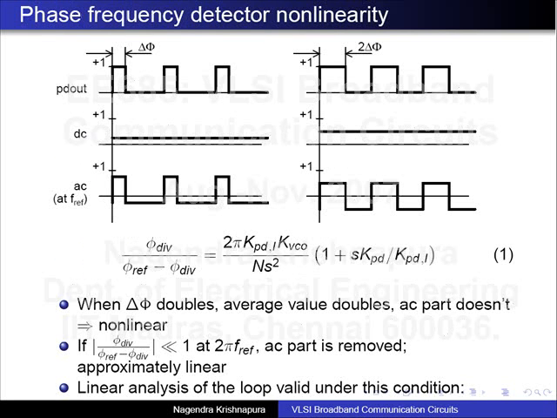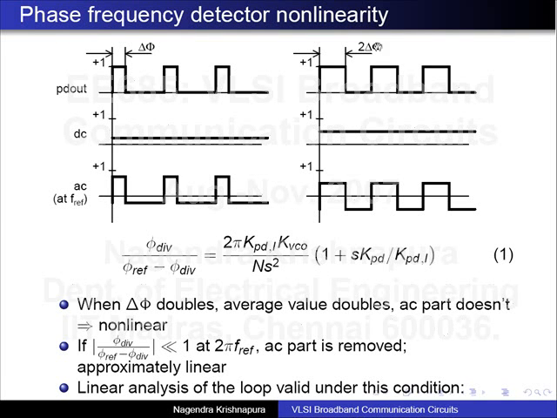To switch to a completely different topic, there was a question: why is the phase detector really nonlinear? This is the output of a phase frequency detector, up minus down. I am assuming that only up is active, so it is positive. If you have a phase of delta phi, it gives you 1 for delta phi and then 0 for the remaining period. So you get a certain average value plus some AC value.